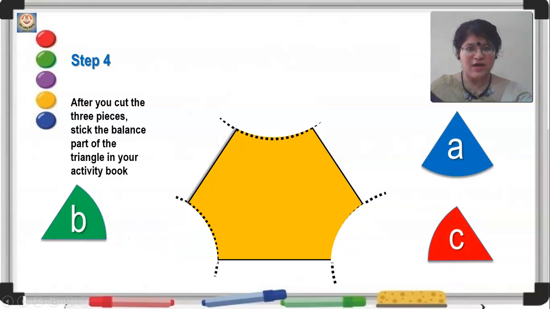Do not stick this now in your MathLab book. What you will do is this portion which is left out, the balance part, you are going to stick in your MathLab book. Okay. So I hope this is clear. A, B and C, you're going to cut that region along this dotted line, keep it aside, and this portion, the balance region which is left in yellow, you're going to stick this in your MathLab book.